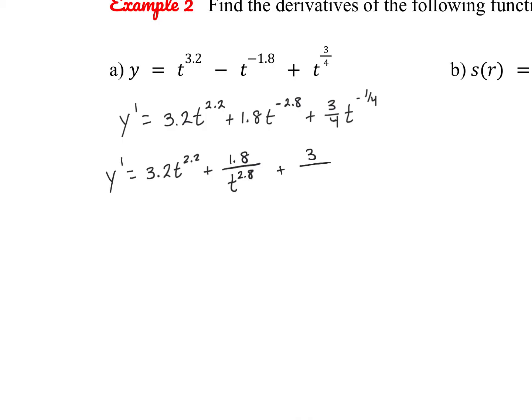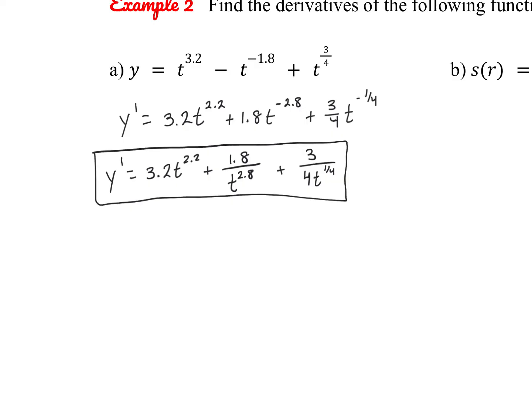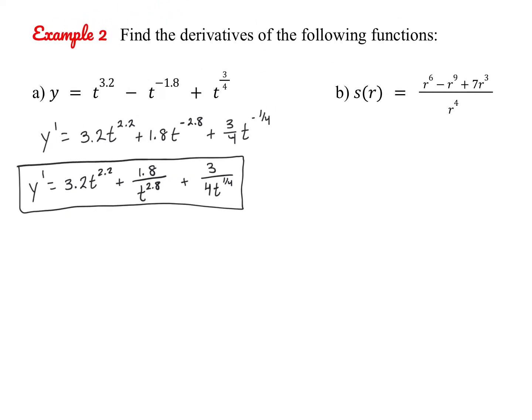And last, 3 over 4 times t to the power of 1/4, or 0.25, or you could do the fourth root of t. Typically, if the original problem has a rational exponent, we can match our answer to that same form. So this is our derivative, y prime. Let's do one more together.